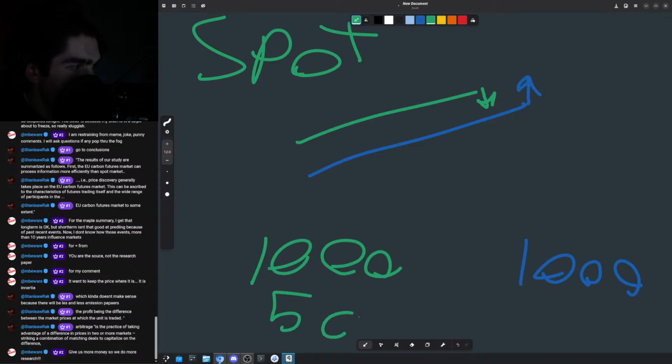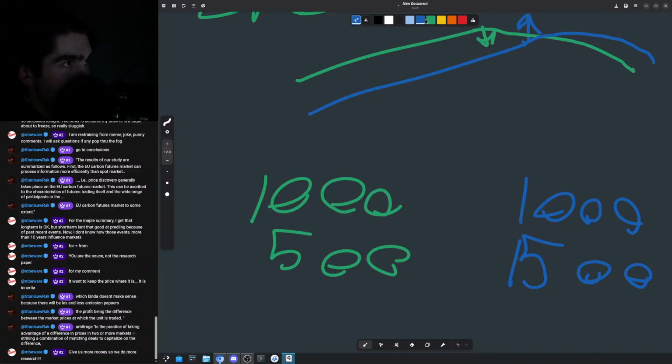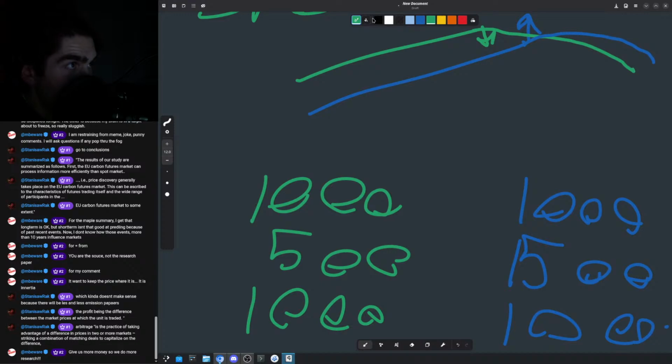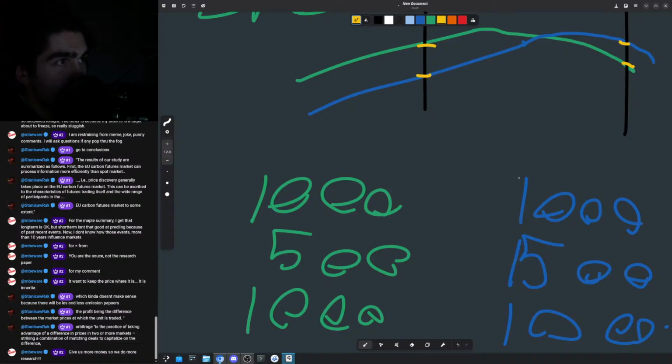So let's update this. And let's say that this relation later on inverts. You could be selling your futures and rebuying your spot. The difference here, when you did the transaction, so let's say you did a transaction here, the difference that we have here is the profit that you make as the person doing the arbitrage.